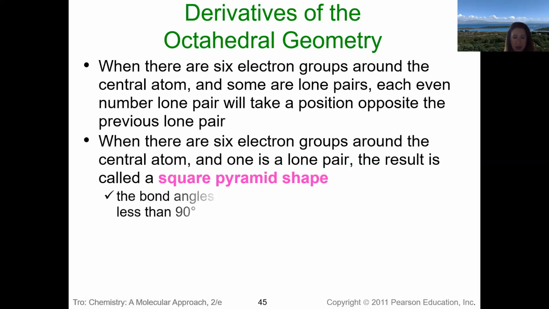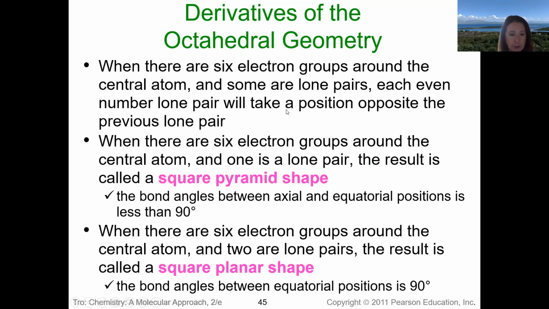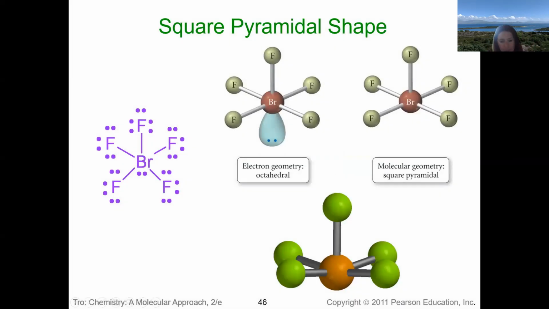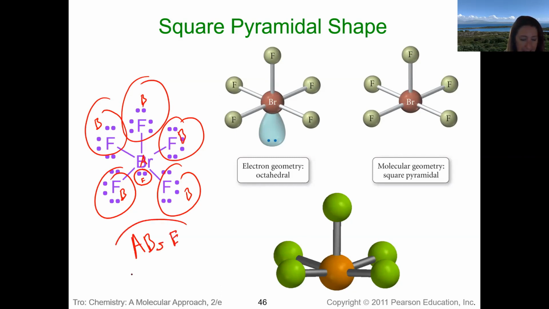Okay, we only have one more, octahedral. Octahedral, remember, was 6 things. So when we have 6 electron groups, we're going to have either square pyramidal or square planar. All right, so octahedral means 6 things, right? But if we have one lone pair, that's our E, B, B, B, B, B. There's our A. So that's A, B5, E, right? That's going to be called square pyramidal.